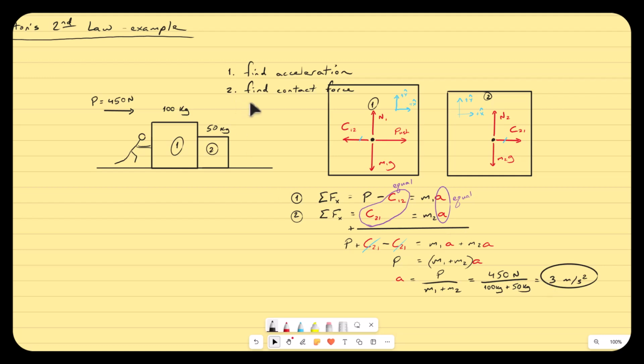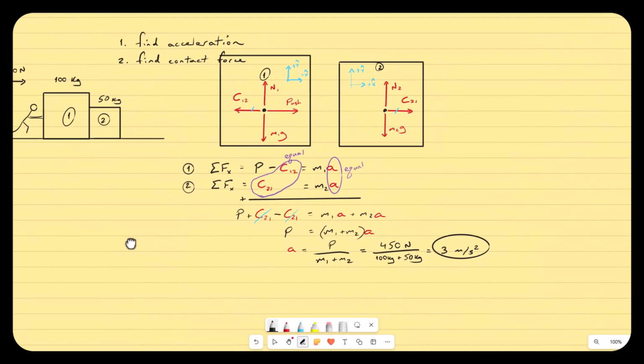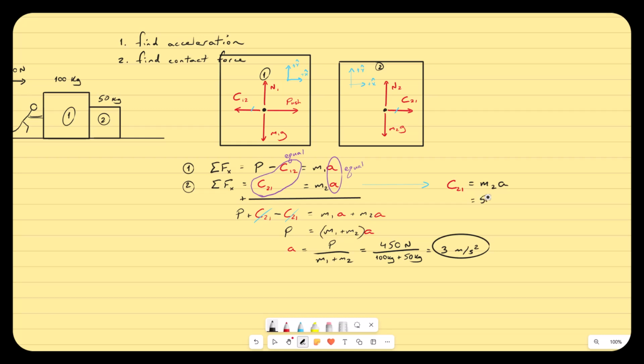I also was asked to find this contact force. So I'm going to do that. Equation 2 right here seems like a really nice one to use, because it says my contact force is equal to M2 times the acceleration, which I now know. So 50 kilograms times 3 meters per second squared gives me a contact force of 150 newtons. Mass 2, block 2, is a third of the total mass, so it ends up feeling a third of the total force. So this checks out.